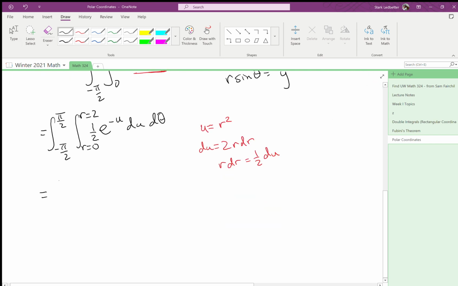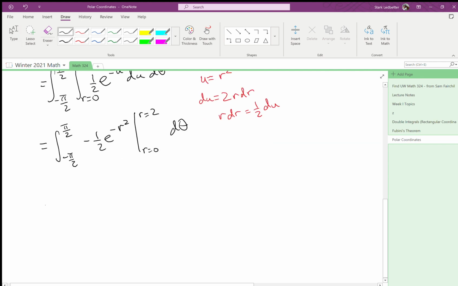Integrate that. It's a little bit tougher than last time. We get a negative sign, so negative 1/2 e to the negative u. And then I'll go ahead and replace u with r squared here. You can do this in one step if it's easy. And then r goes from 0 to 2. And later I'll still have to integrate with respect to theta. All right, so negative pi over 2 to pi over 2.